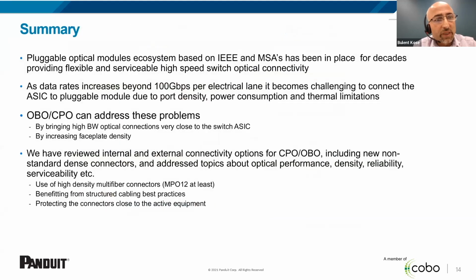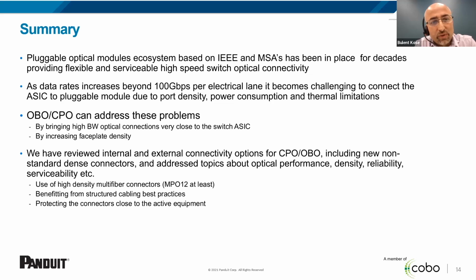So in summary, the pluggable optical module ecosystem based on IEEE and MSAs has been in place for decades, providing flexible and serviceable high-speed switch optical connectivity. As data rates increase beyond 100 gigabit per second per electrical lane, it becomes challenging to connect the ASIC to the pluggable module due to port density, power consumption, and thermal limitations. So onboard optics and co-packaged optics can address these problems by bringing high bandwidth optical connections very close to the switch ASICs, and by increasing the faceplate density.